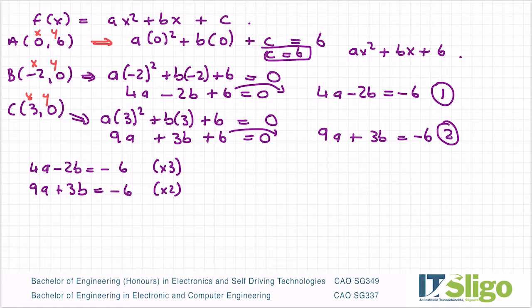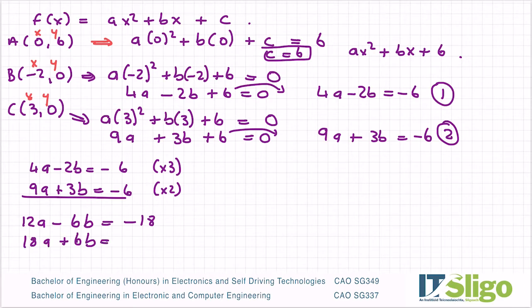So let's do that. 3 4s are 12a minus 3 2s are 6b equals minus 18. 2 9s are 18a plus 3 2s are 6b equals minus 12. Okay, so plus 6b minus 6b, they always have to be different signs. They cancel to 0, which is exactly what we need. 18 and 12 is 30a equals minus 30.